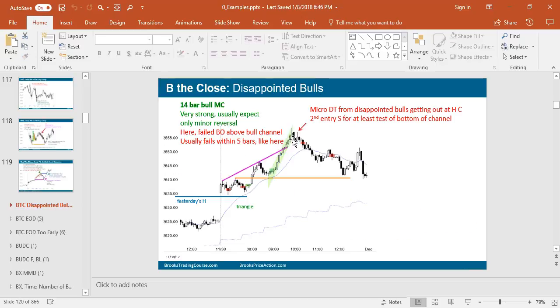Buy the close rally, disappointment. With that bear bar, a lot of the bulls then place limit orders to get out break even. And you can see the high of this bar got to that high close and has a big tail. That tells you that the bulls were disappointed by these two bear bars and they would try to get out break even, and that created a micro double top and led to a swing down.